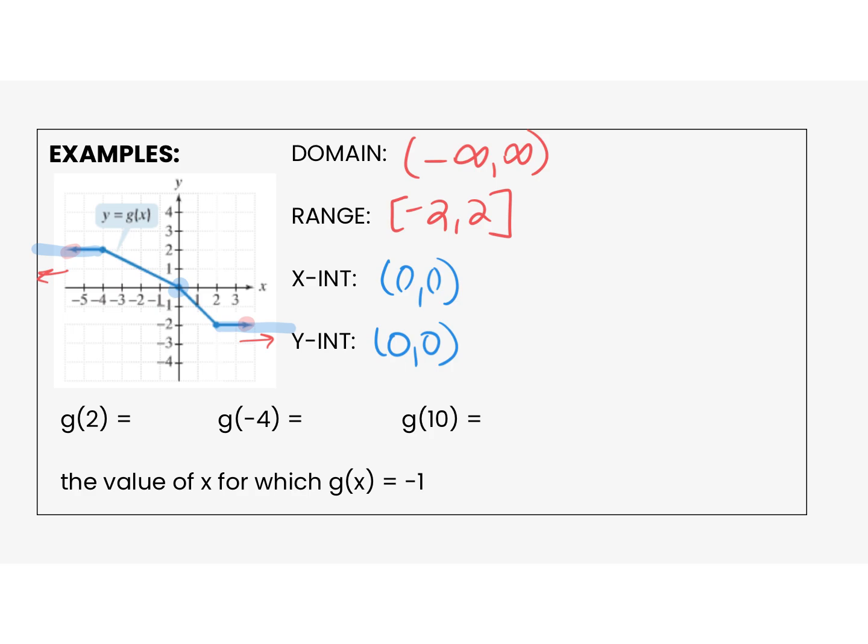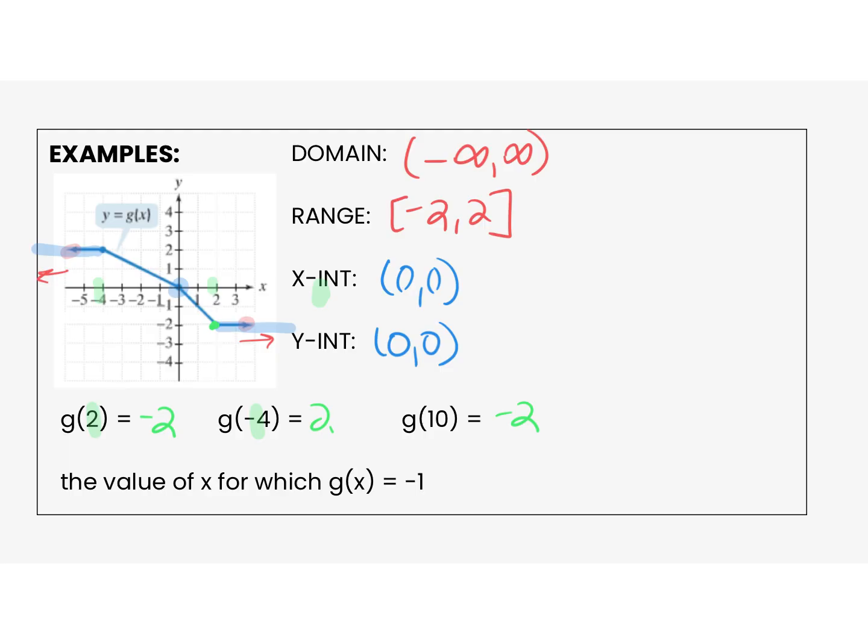All right, when we look at this next one, g of 2, where is x equals 2? That would be right here. So y would be -2. If I look at g of -4, that's right here. So that means y is +2. And then if I look at g of 10, well, that's going to be all the way out here somewhere, but we know that that's not changing, right? So that is going to be -2 because that line is not moving up or down from there.